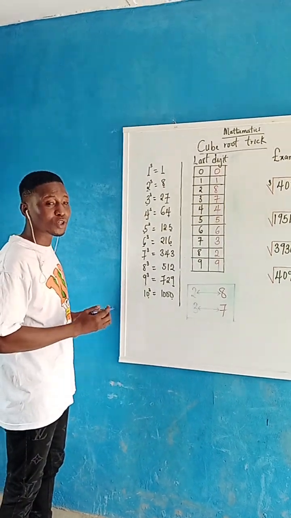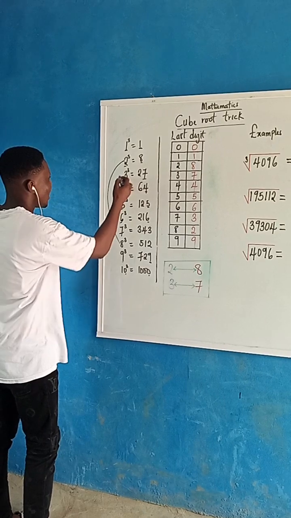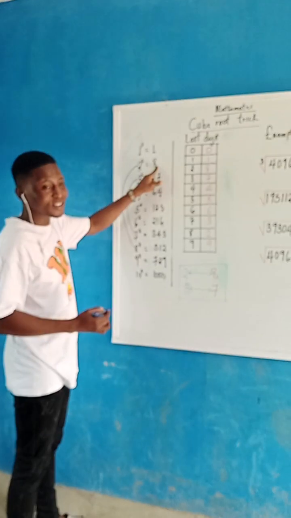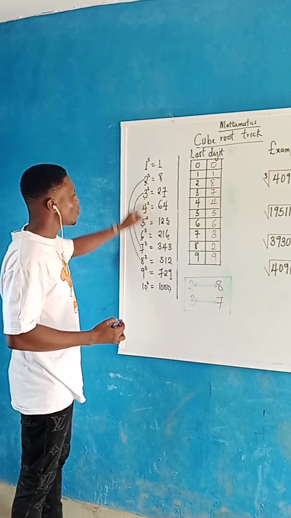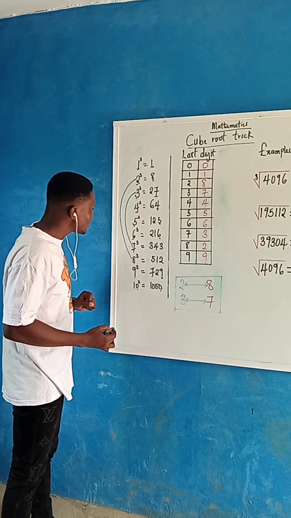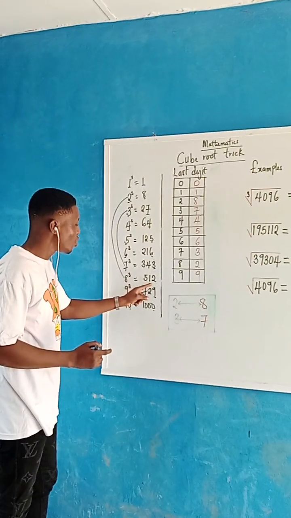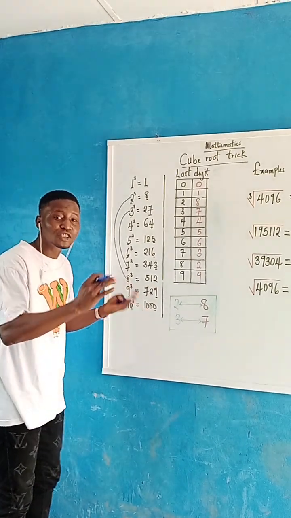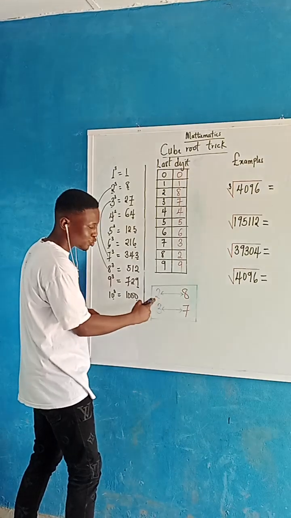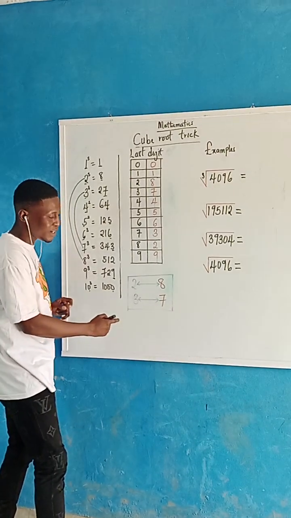Now, the only exception that we have here is 2 and 8, and then 3 and 7, which means that whenever the last digit of the number is 8, we can find it at 2. Whenever the last digit of the number is 7, we can find it at 3. And whenever the last digit of the number is 3, we can find it at 7. And whenever the last digit of the number is 2, we can find it at 8 interchangeably. So whenever the last digit is 2, you can find it at 8. Whenever the last digit is 8, you can find it at 2. Whenever the last digit is 3, you can find it at 7. And whenever the last digit is 7, you can find it at 3.